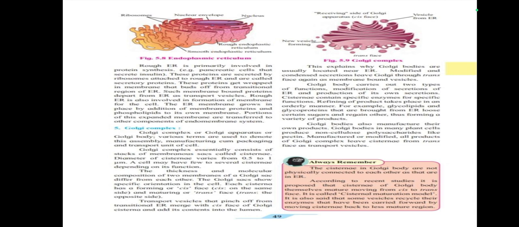Golgi body carries out two types of functions: modification of secretions of the ER and production of its own secretions. Cisternae contain specific enzymes for specific functions. Refining of products takes place in an orderly manner. For example, glycolipids and glycoproteins that are brought from the endoplasmic reticulum lose certain sugars and gain others, thus forming a variety of products. Golgi bodies also manufacture their own products. In many plant cells, Golgi bodies produce non-cellulose polysaccharides like pectin. All products of the Golgi complex leave the cisternae from the trans face as transport vesicles.